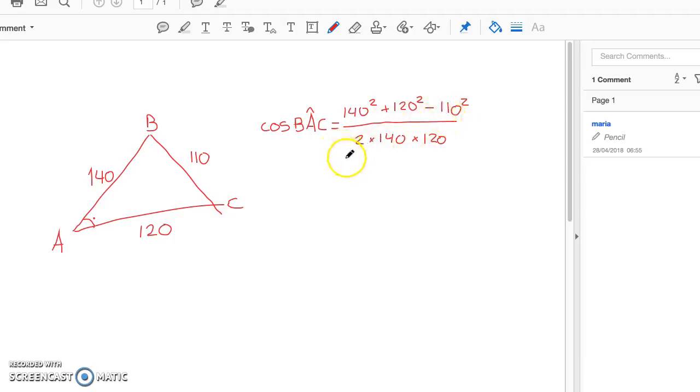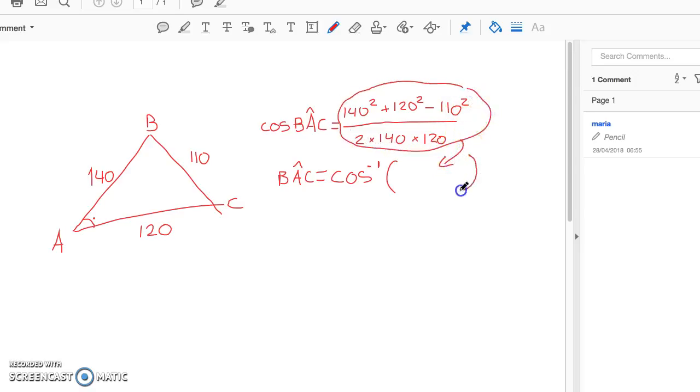Now it's interesting to see that I'm not interested in knowing what the cosine of the angle is. I'm interested in the angle itself, isn't it? So what do I need to apply? I need to apply the cosine inverse over, and I don't want to draw this again. So everything that is here, I need to put it here. That's going to give me the value of the angle itself.